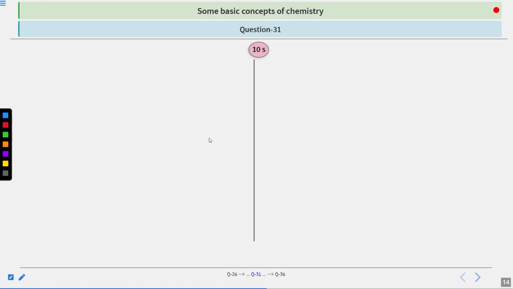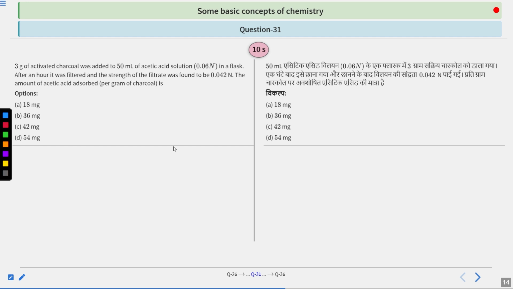Question number 31. 3 gram of activated charcoal was added to 50 liter of acetic acid, 0.06 normal. So this is the normality of the acetic acid solution in a flask. After an hour, it was filtered and the strength of the filtrate was found to be 0.042. The amount of acetic acid adsorbed per gram of charcoal is: option A 18 milligram, option B 36 milligram, option C 42 milligram, and option D 54 milligram. You have 10 seconds to solve this question. Your time starts now. Now let us see the solution.